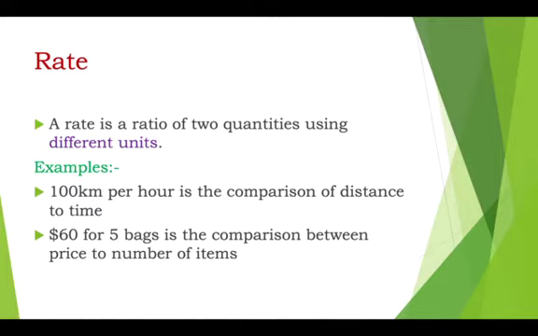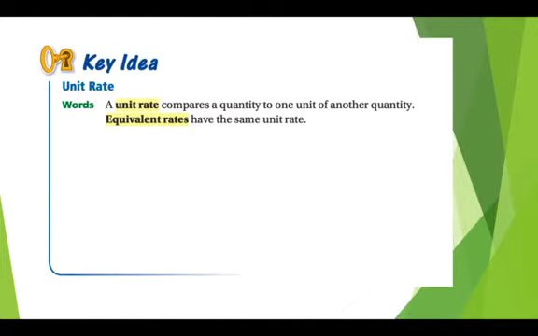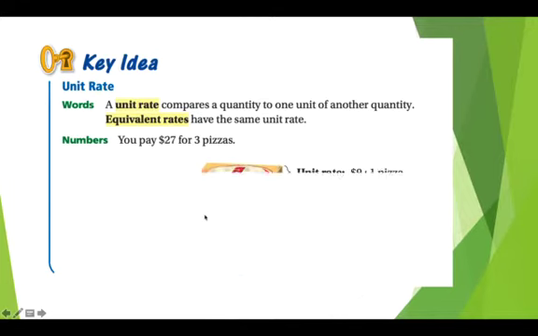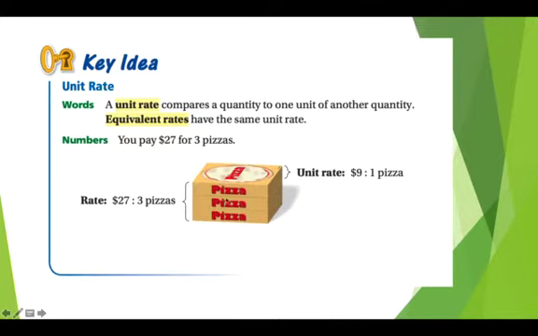Let's see what a unit rate is. A unit rate compares a quantity to 1 unit of another quantity. What does that mean? You are talking about one item or one unit. Let's see an example. Look at this figure. You can see 3 pizzas, and they cost $27. So unit rate means how much it will be for one pizza. How will you find that?